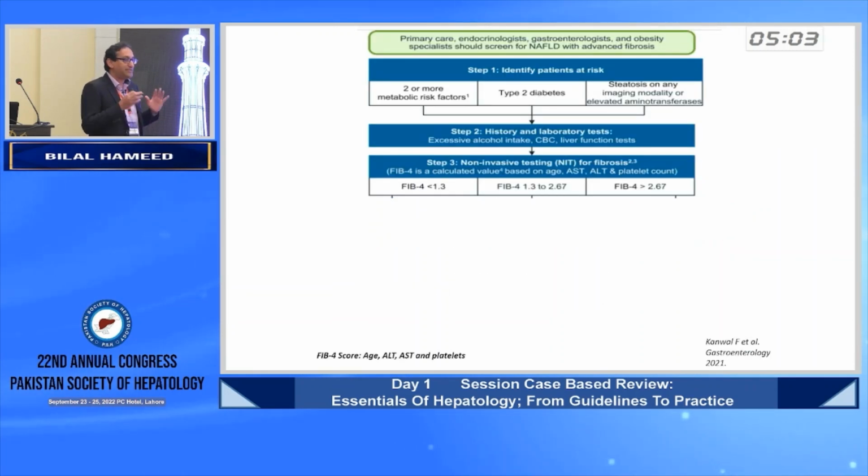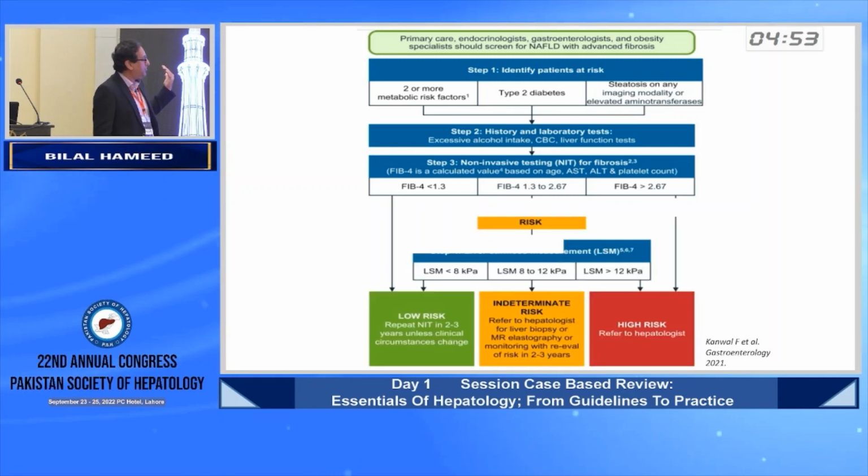It looks very simple: you have these risk factors, you exclude other causes, and the first thing is that we check FIB-4 scores, and then divide patients into those with low FIB-4, which is basically low risk, if you have less than 1.3. In those patients, you just repeat it in about 2 to 3 years' time, and then you have indeterminate, and you have a high-risk group. And for the high-risk group, you go to the next step.